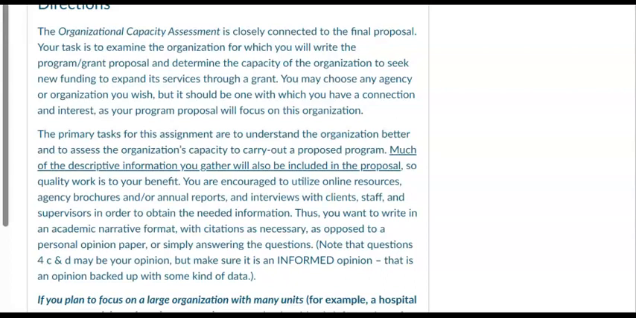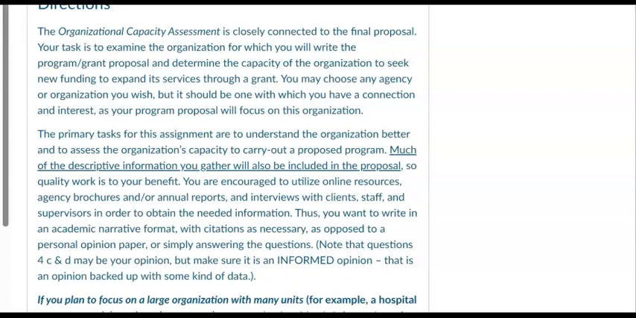Again, you may choose any agency or organization, but the better you know this organization, the easier it would be to complete this assignment. The primary tasks for this assignment are to understand the organization better and to assess the organization's capacity to carry out a proposed program. Much of the descriptive information you gather will also be included in the proposal, so quality work is to your benefit. You are encouraged to utilize online resources, agency brochures, and/or annual reports, and interviews with clients, staff, and supervisors in order to obtain the needed information.